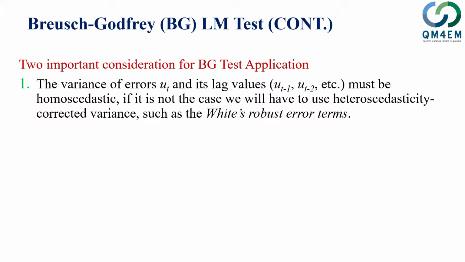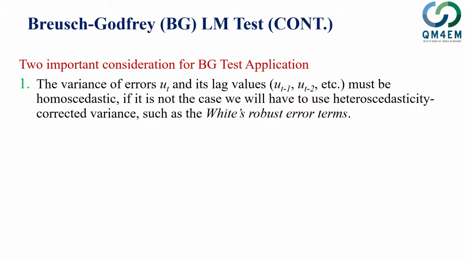For doing that, all we have to do is run the robust error terms procedure rather than applying the ordinary least squares method. That will solve the problem. We have discussed the robust, heteroscedasticity-fixed error terms process in our previous week's classes.